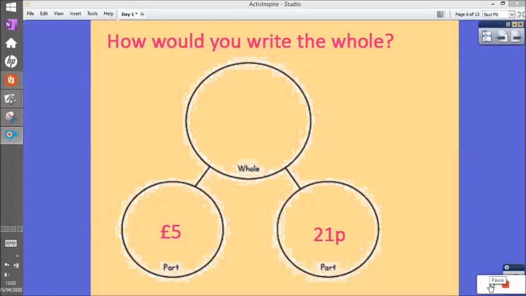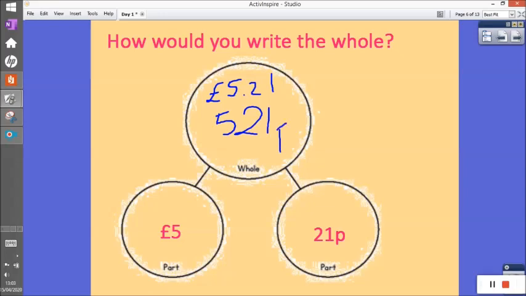Okay, so you could have written the whole in 2 different ways. You could have simply put them together so that you would have £5.21. Or you could have written it using just pennies, so you would have 521 pence. Whichever way you wrote it out of those 2, well done, that is correct.